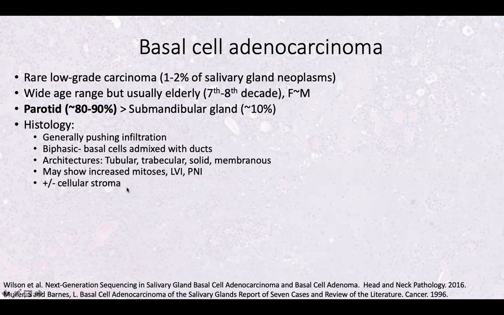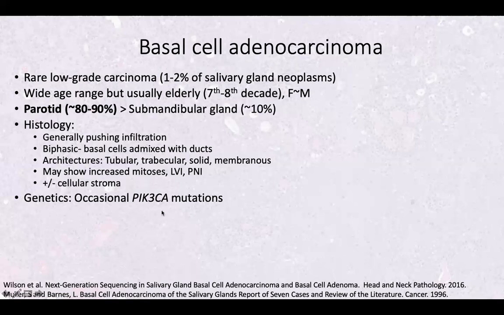So remember, this is one of those 3 types of lesions where the diagnosis of malignancy depends on invasion. So basal cell lesions, myoepithelial lesions, so myoepithelioma and myoepithelial carcinoma, and then oncocytic lesions, oncocytoma and oncocytic carcinoma. So really it's just, is it infiltrative or not?